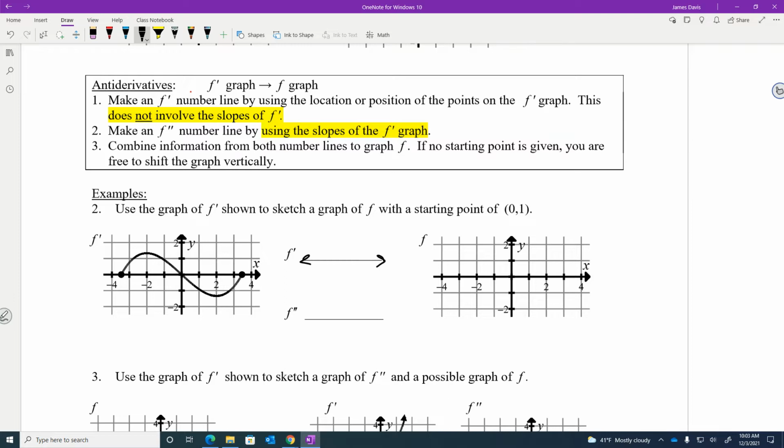The zeros. Yeah, we're going to put those on the first derivative number line. So places where the derivative is 0. Because that's going to be helpful when we plot f, because that's going to tell us where the mins and the maxes are, right?